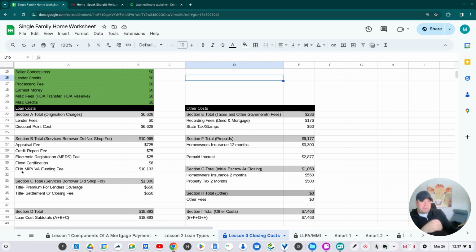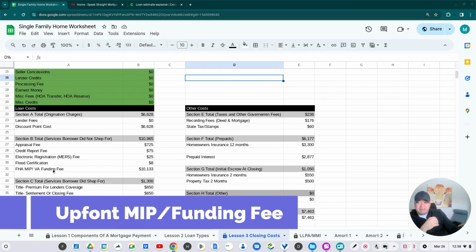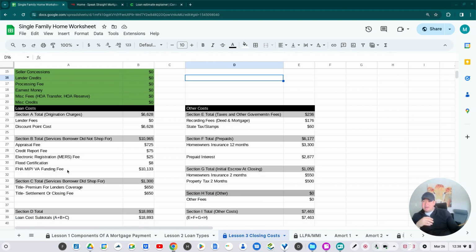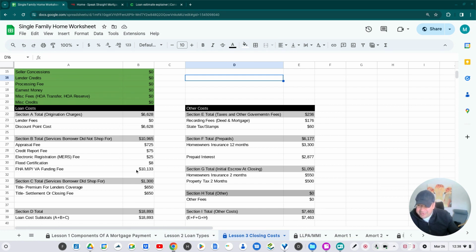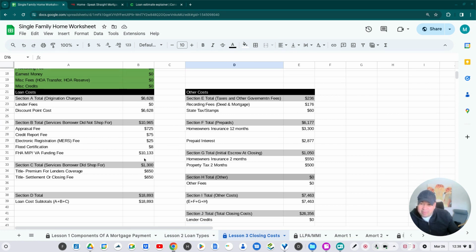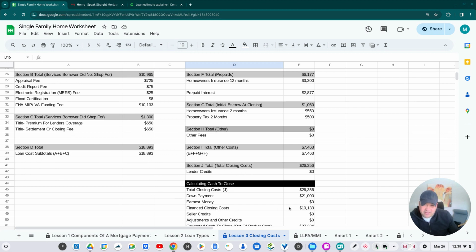Okay, something to be aware of that we went over in Section 2. FHA MIP or VA funding fee. You can also put USDA here. You can see this is $10,133. If you remember back to lesson 2, when we picked FHA has a 1.75% funding fee that's added to the loan amount. So you can see it's added here, but it is itemized here. You don't pay this out of pocket, because you can see on this final cash to close, it's financed. It's added to the loan, but it's itemized here.